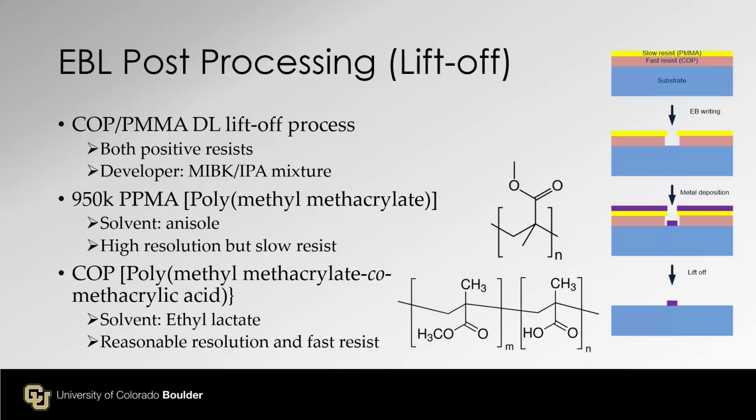Okay, E-beam post-processing with lift-off. You start with, sorry, this is the double layer recipe. You have a substrate and a first layer resist, and on top is the high resolution slow resist, PMMA. Both are positive resist, so that means the exposed area will be gone after the development step.